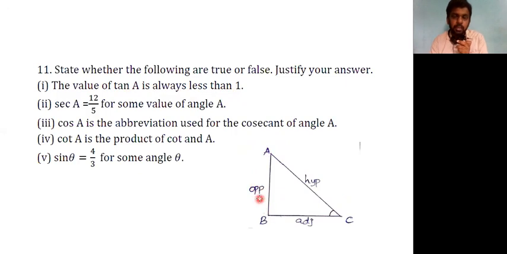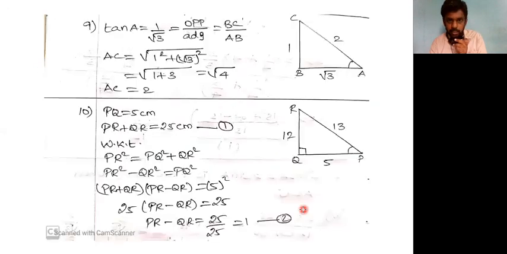So opposite divided by adjacent should be less than 1 is what is given here. We don't know whether opposite is greater or adjacent is greater. Sometimes in some problems opposite will be greater, in some problems adjacent will be greater. So if opposite is greater, tan A can be equal to 4 by 3, which is possible. We have the value of tan A as 1.33, which is greater than 1.